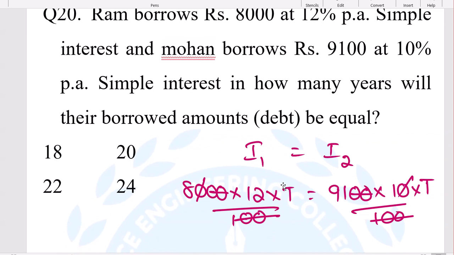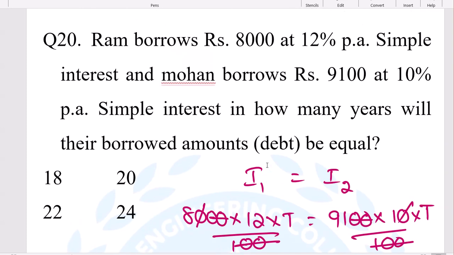Okay. 96 divided by 91. 1 point something. I think is it 1 point? Maybe the options are different, I may have made a typing mistake. You check once. Is it 1.3, 2.2 like that? No, all are in years only. Ram borrows rupees 8,000 at 12% per annum simple interest. Okay. For 1 year, it is 960 rupees. Fine. We'll see that. Here, for 1 year, 910 rupees.